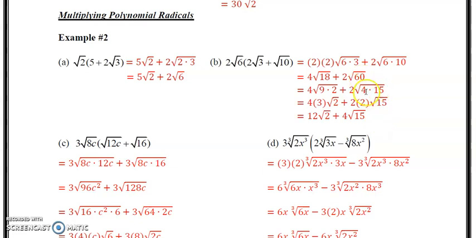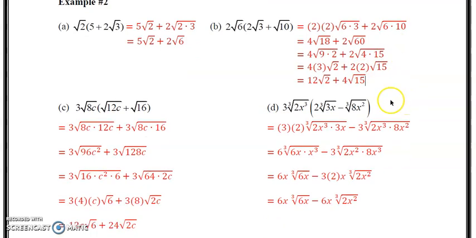And then the 60, the greatest perfect square factor would be 4. 4 times 15. Square root of 4 is 2. 2 times 2 is 4. So we're left with 4 root 15. So there is your final answer right there: 12 root 2 plus 4 root 15.